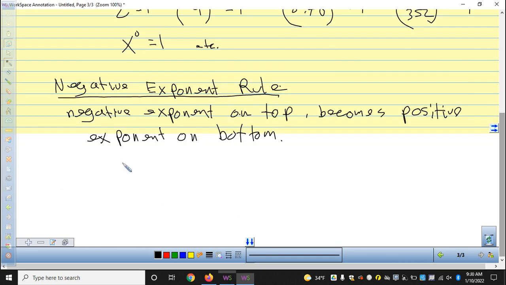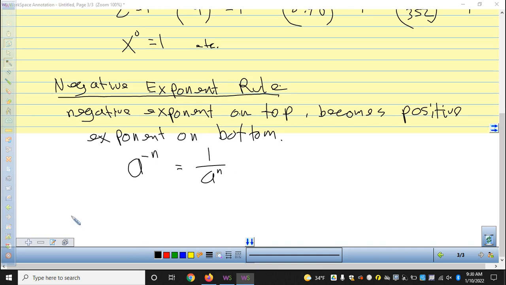So, and the way we'd write that in symbols is a to the minus n equals 1 over a to the n. We take the exponent and make it positive in the bottom of the fraction. So, for example, 2 to the negative 3 is 1 over 2 to the third. We make a negative exponent into a positive exponent on bottom. And this is the same as 1/8. 2 times 2 times 2 is 8.